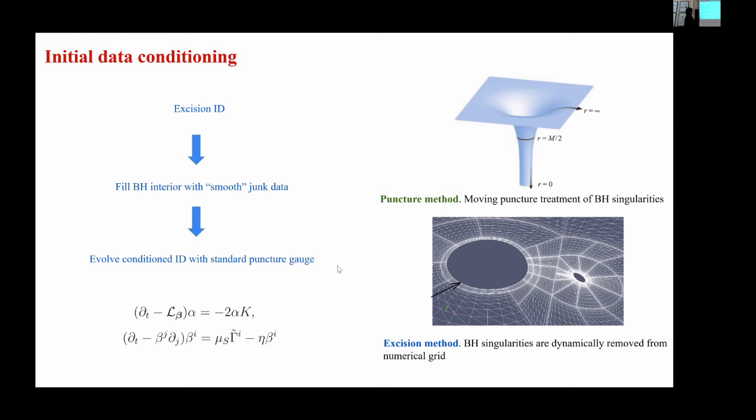This is called dynamical gauge because it actively decides how to slice the spacetime and also tells how the space of these hypersurfaces is stretched or not. So this is done dynamically during the evolution. And in this sense they are also singularity-avoiding conditions, which are useful for evolving all kinds of initial data.